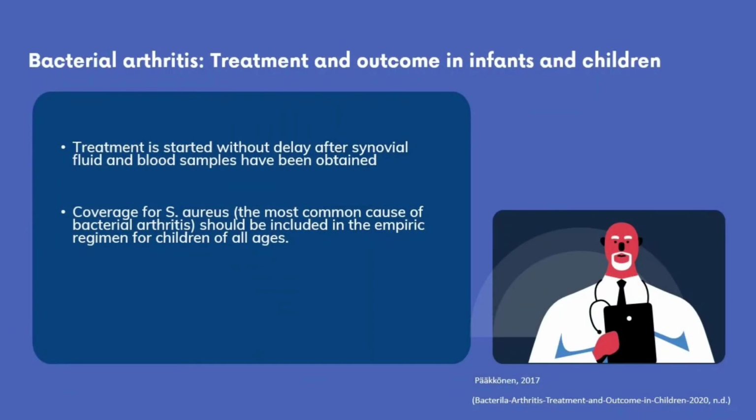Bacterial arthritis. Treatment and outcome in infants and children. Treatment should be started without delay after synovial fluid and blood samples have been obtained. Coverage for S. aureus, which is the most common cause of bacterial arthritis, should be included in the empiric therapy for children of all ages, with particular circumstance and gram stain. Empiric therapy can be altered when the susceptibility pattern of the causative bacterium is known.